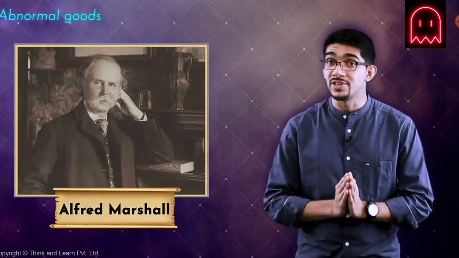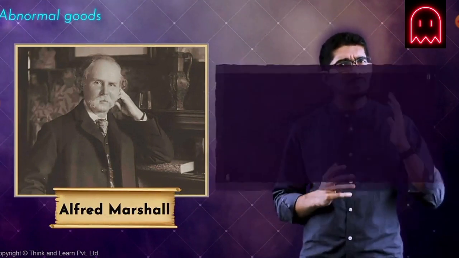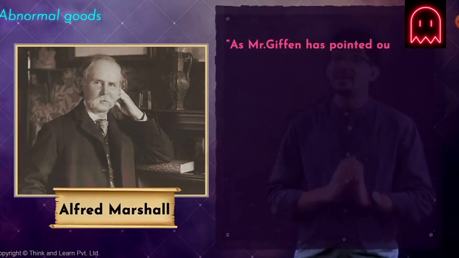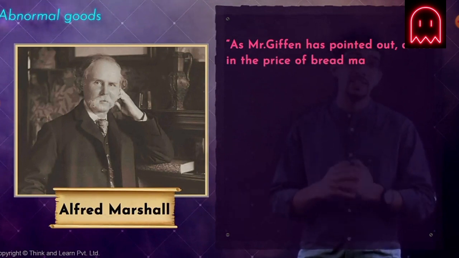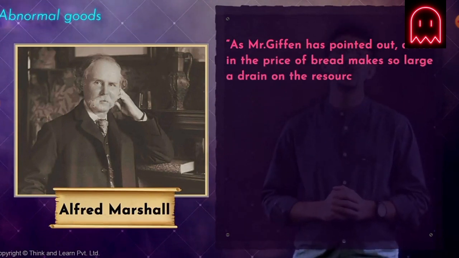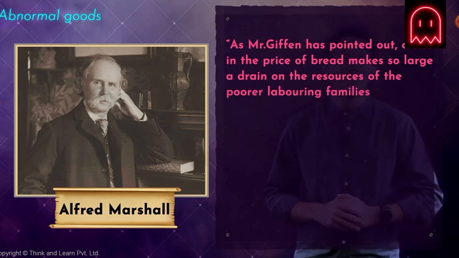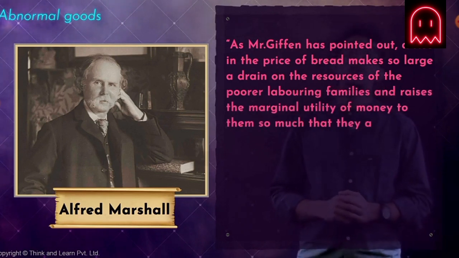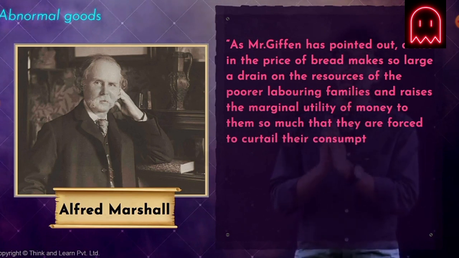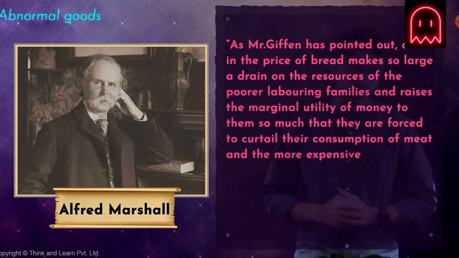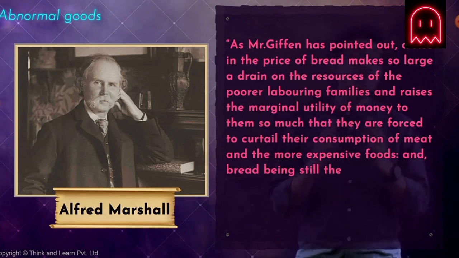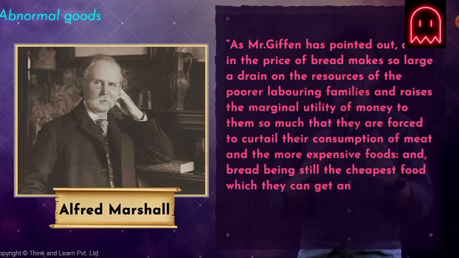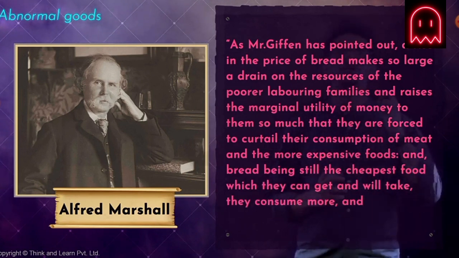Look at this quote by Alfred Marshall, one of the founding fathers of modern economics. "As Mr. Giffen has pointed out, a rise in the price of bread makes so large a drain on the resources of the poorer laboring families and raises the marginal utility of money to them so much that they are forced to curtail the consumption of meat and the more expensive foods. And bread being still the cheapest food which they can get and will take, they consume more and not less of it."